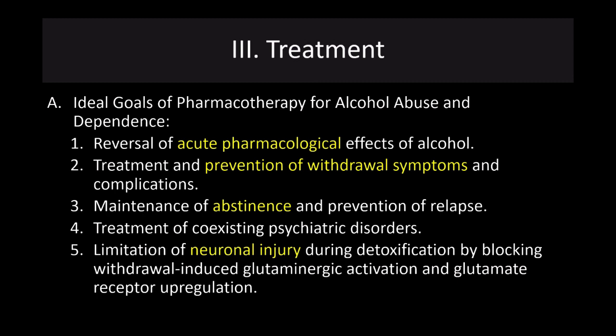We also want to try to limit the neuronal injury during detoxification. We want to block withdrawal-inducing glutamatergic activation and glutamate receptor upregulation. We want to block any potential seizures because those certainly can cause neuronal injury. And so we want to really be very cautious during detoxification of these individuals. So these are goals for the pharmacotherapy of alcohol abuse and dependence. There are, of course, other therapies for alcohol dependence, including cognitive behavioral therapy and, of course, things like Alcoholics Anonymous.